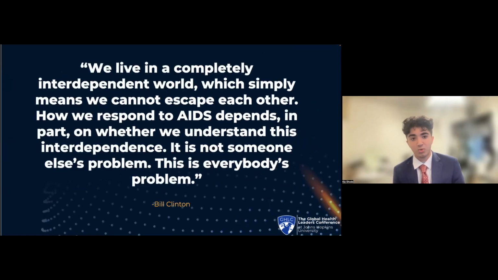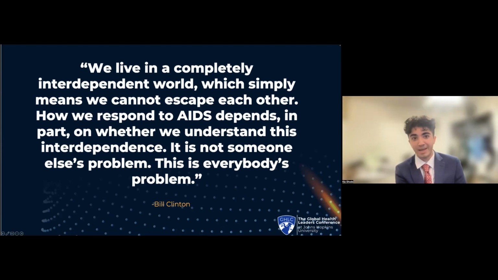I want to show you this quote by former US President Bill Clinton, at the onset of the HIV epidemic in the US. He said that we live in a completely interdependent world, which simply means we cannot escape each other. How we respond to AIDS depends in part on whether we understand this interdependence. It is not somebody else's problem, this is everybody's problem. In that sense, through using epidemiological models, we can see how one person interacts with another and how that influences HIV in the broader society.